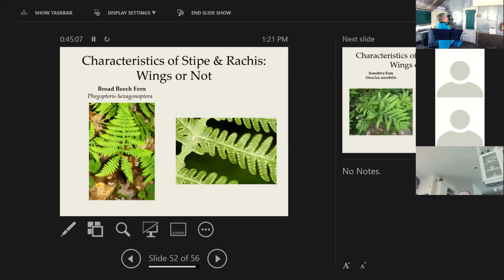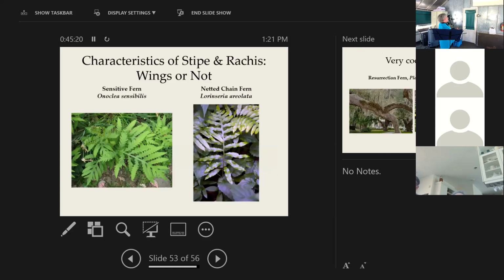And sometimes the rachis is winged, like with this broad beech fern. So you can see that there's leafy material on the rachis itself. See that? Another one that's winged is the sensitive fern, has leafy material. These two are often confused.